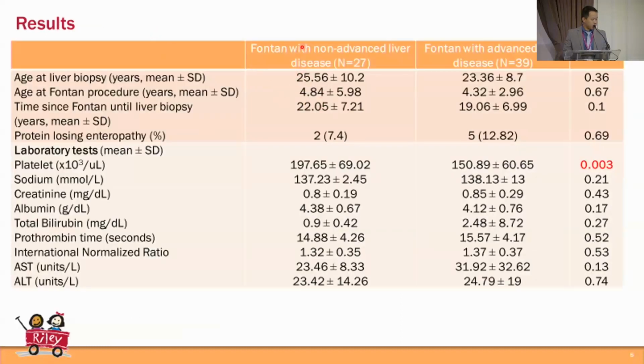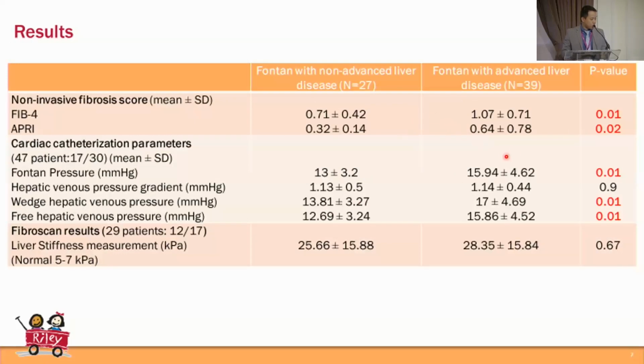The first data we show you: in the middle column is non-advanced liver disease, with 27 patients, and advanced liver disease, with 39 patients. You can see the age and the time of the Fontan look similar in both groups. One thing you can see is that lower platelet count is significant in advanced liver disease. We also found FIB4 and APRI are significantly higher in advanced liver disease compared to non-advanced liver disease, as well as Fontan pressure, wedge, and free hepatic venous pressure.